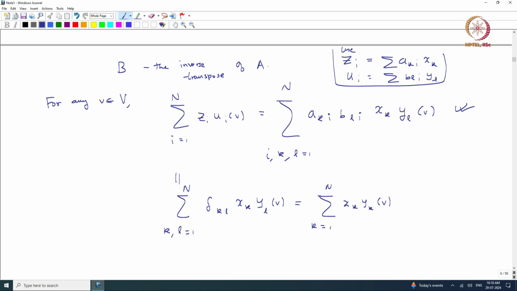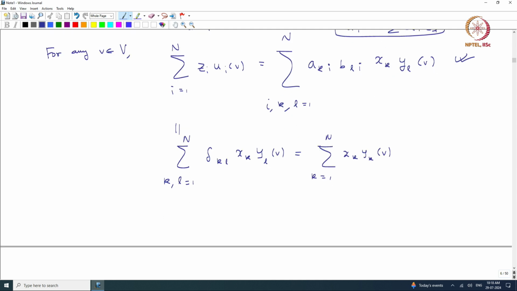Okay. So, we are just using the relationship between these coefficients of capital A and capital B. So, this proves that the summation zi ui acting on v is the same as the summation xk yk acting on v. So, this proves, as required, that the Casimir operator is well defined, independent of the basis that we choose in the beginning. So, these are all called Casimir operators. This we have already seen.